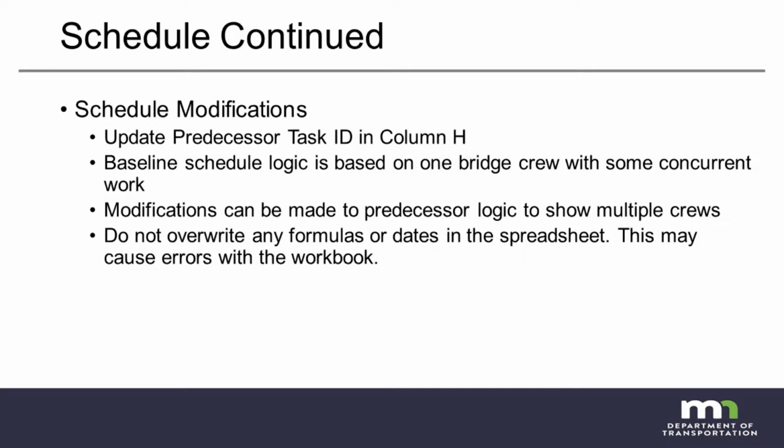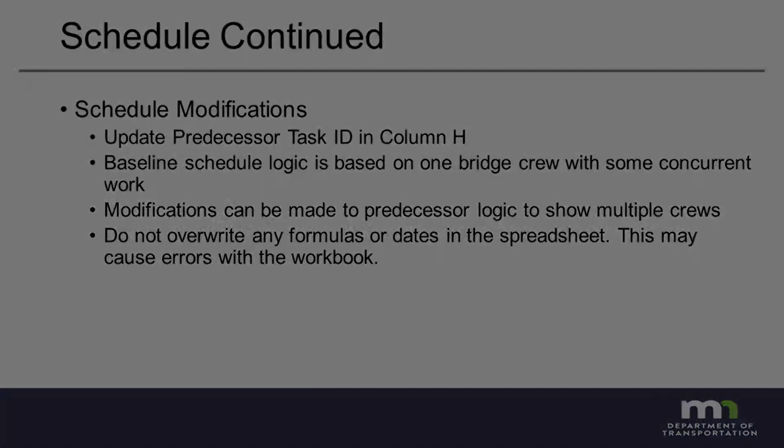In order to compare or customize bridge schedules, download and save separate copies of the workbook for each bridge from the MnDOT website. The baseline logic in the schedule is based on a standard highway bridge utilizing one crew with some concurrent work. The schedule logic can be modified by revising the predecessor activity ID in column H, predecessor task ID, to show concurrent work with multiple crews. These revisions and assumptions should be reviewed for constructability and from a cost component. Let me demonstrate what I mean.